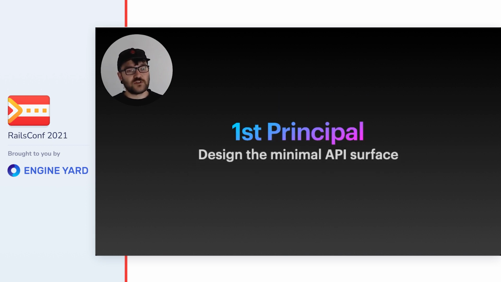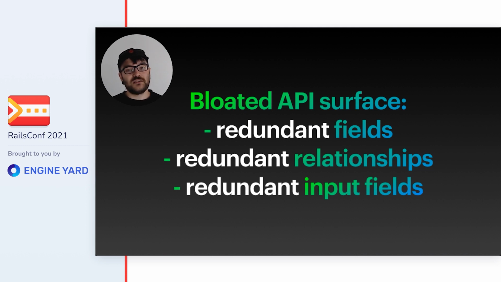So we're going to start with the first principle, designing the minimal API surface. Generally, I see a pattern where developers try to be speculative about what's going to be needed in the future, so they often overbuild their APIs. I'm going to break this into three patterns of a bloated surface that I usually see. The first one is redundant fields, then it's redundant relationships, and then it's redundant input fields.